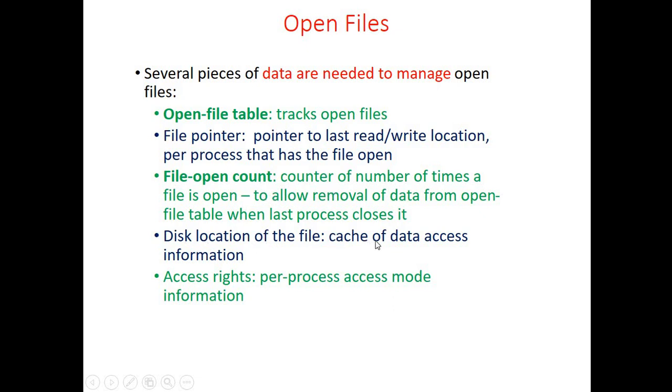Disk location of the file. It maintains the cache of data access information for that particular file. Access rights are per-process access related information on that particular file. Access rights are things like read permission, write permission, execute permissions for various processes within the system.